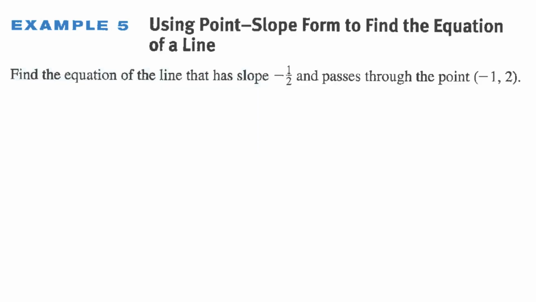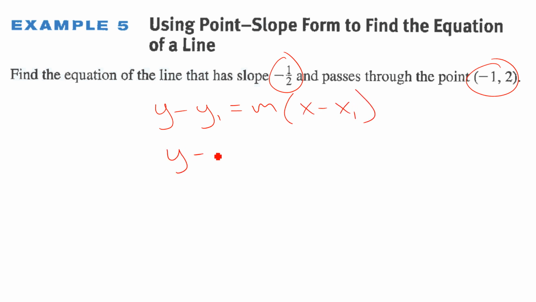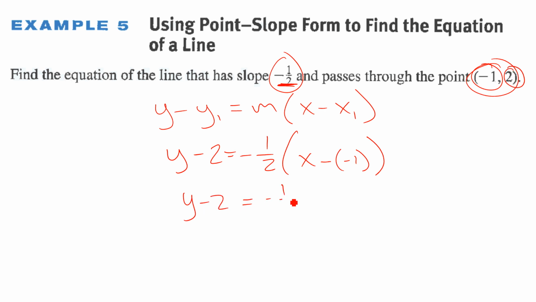So if we have something like this, we have the slope, we have a point, we can use our form, y minus y1 equals m times x minus x1. Y minus, what's your y number? 2 equals your slope, negative 1 over 2. X minus, what's your x number? Negative 1. What happens when you minus a negative? You're going to add. So y minus 2 equals negative 1 over 2 times x plus 1.